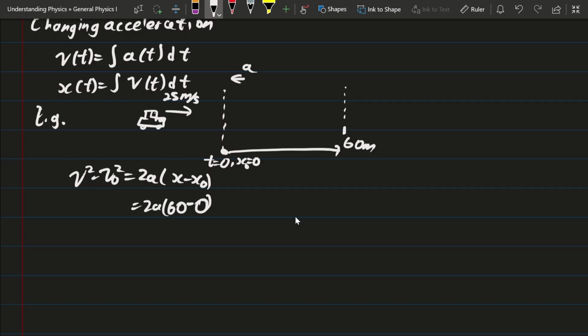And let's use v0 to be 25 meters per second, while the final velocity, at which it must stop, must be 0. Let's figure out how much acceleration we need. Doing the computation, you would get 625 over 120 in the negative direction, which basically means that it is going in the opposite direction compared to the speed of the car.